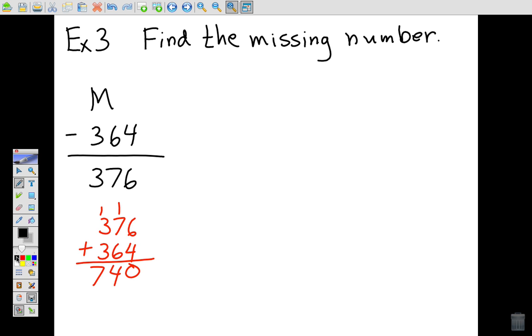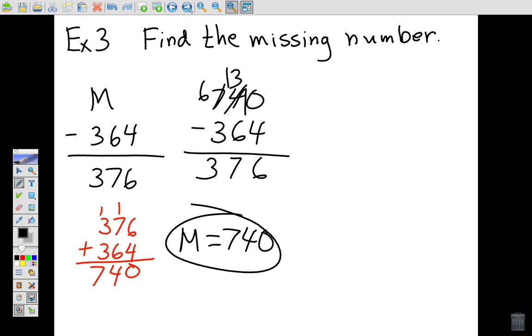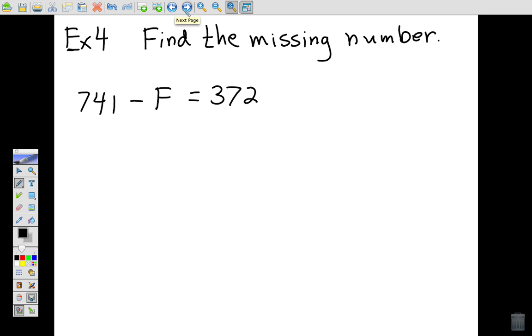So if this is right, I should be able to take 740 minus 364, and let's see if I get the 376. A lot of borrowing, which is fine. And I get 376. So it checks out. So M is equal to 740. All right, let's do one more.